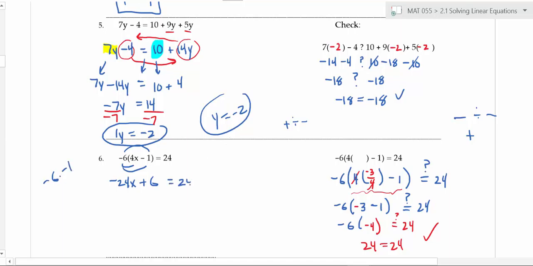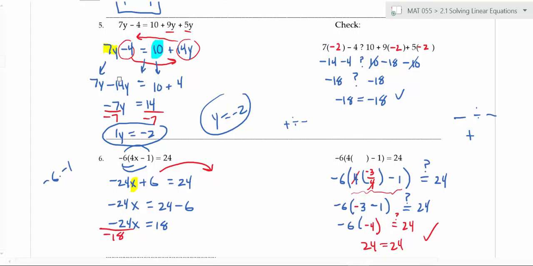Now what you can do is leave the x where it is, and just move the 6 to this side, writing your answer. Your next step is negative 24x equals 24 minus 6. Then this is negative 24x equals 18. Then we can divide both sides by negative 18, or not negative 18, come on. I know better than that. Divide by negative 24.